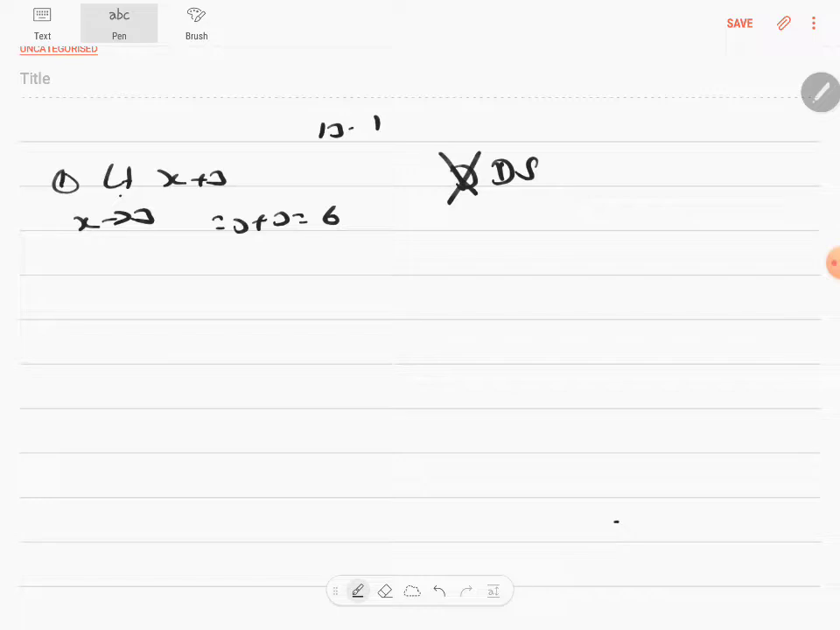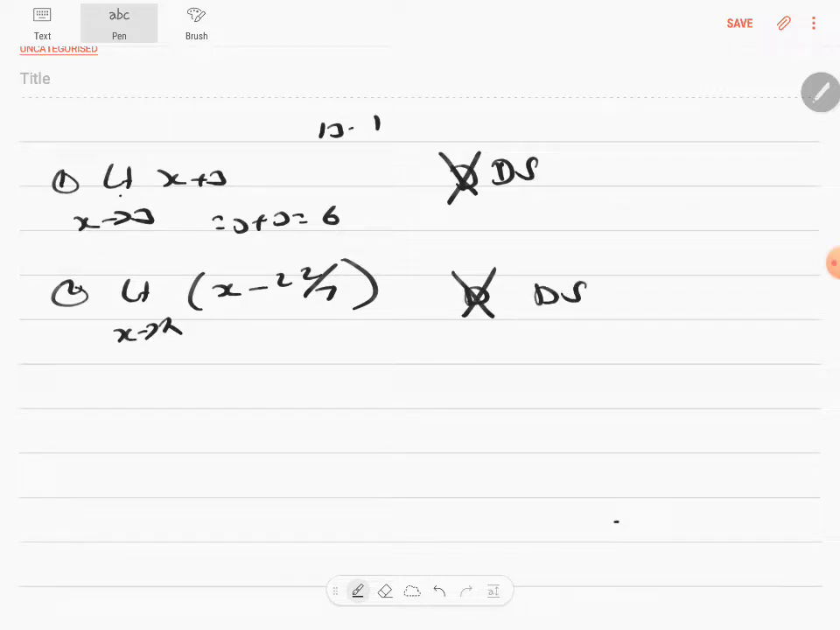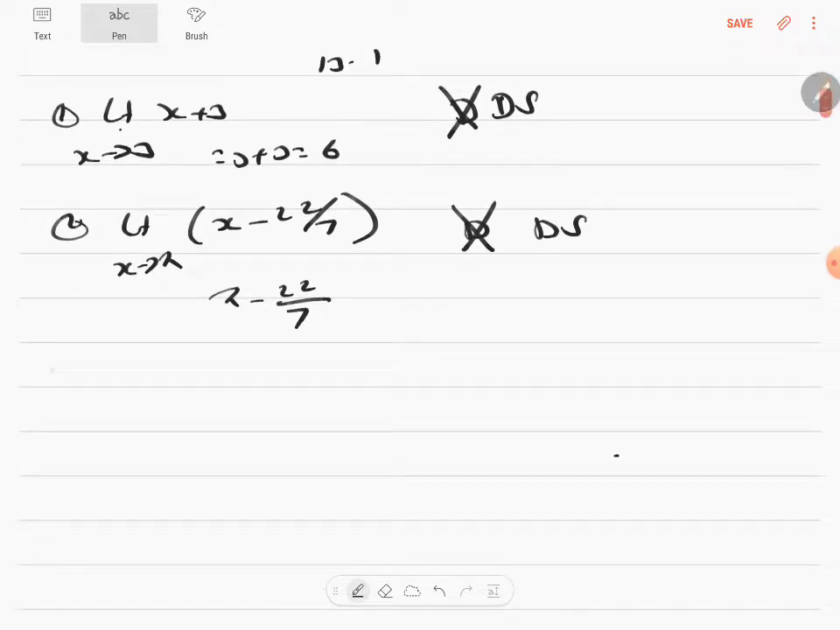So let's go to next sum. Second sum. Limit of x minus 22 by 7, x tends to pi. Can you see that there is no denominator in the sum? So direct substitution for x. What is x? x is pi minus 22 by 7. So just leave it like that. Let's go to next sum. Limit of pi r square, limit r tends to 1. Is there a denominator here? Denominator is not there. So direct substitution where r is equal to 1. So pi is the answer.